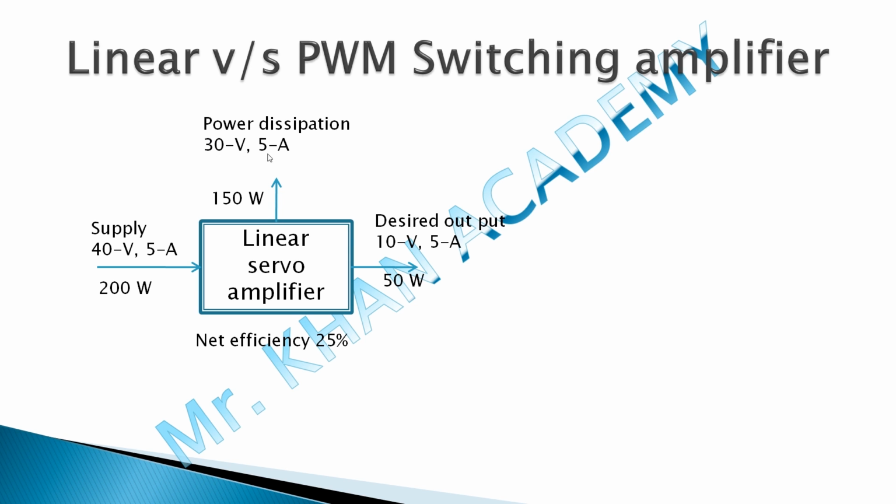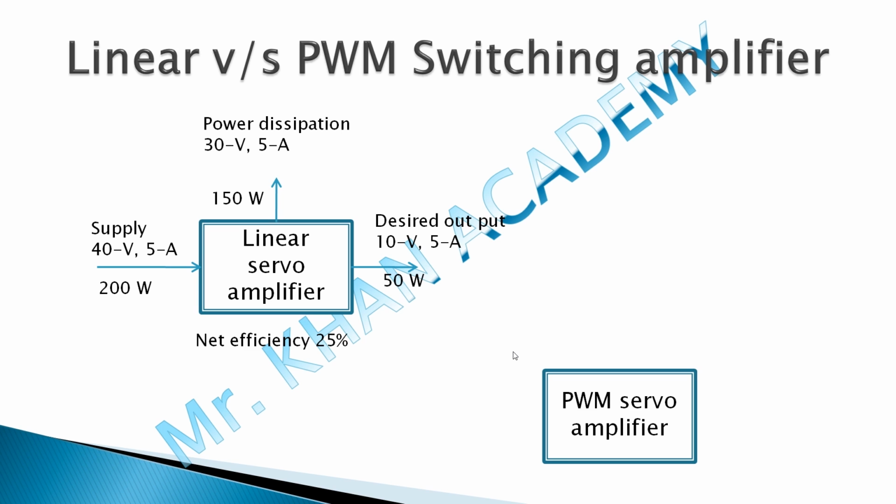The power dissipation is 30 volts and 5 ampere in the collector to emitter, the voltage drop as I explained previously. The net efficiency: I am supplying 200 watts, only using 50 watts. Net efficiency is 25%. The losses, 75%, are losses in the linear servo amplifier. Because of that, we are not using the linear servo amplifier for higher power, only for low power.